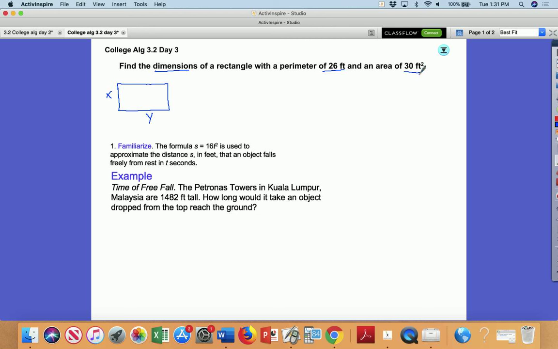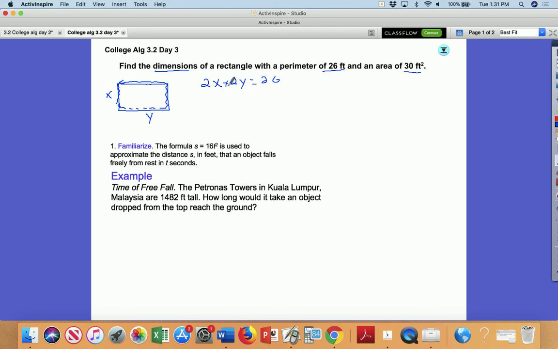So it says find the dimensions of a rectangle with the perimeter of 26. Can anybody make an equation for this using the X and the Y? Close. Yeah, 2x instead of an x squared, and 2y instead of a y squared. So it's like x plus y plus x plus y. So that's really just a 2x and 2y, okay?